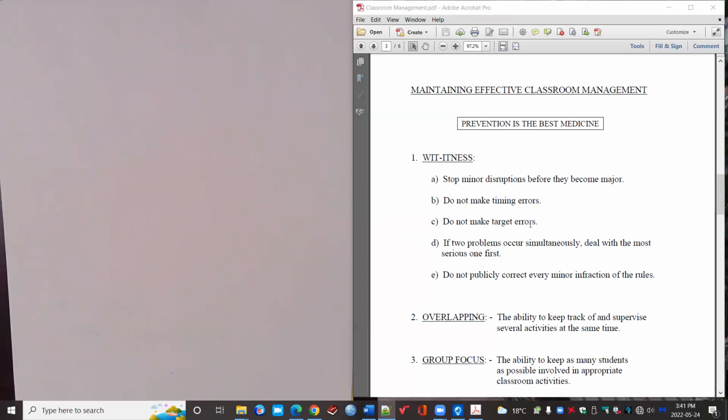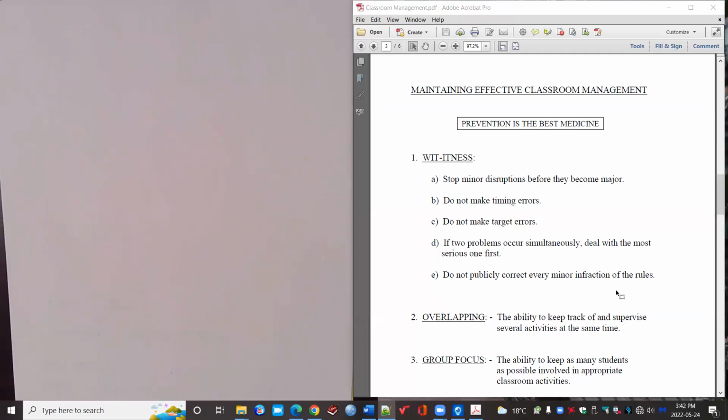Do not make target errors, blaming the wrong student. As you are writing on the board, something happens behind you. You have to find out the perpetrator. Now, because of multidimensionality and immediacy, if two problems occur simultaneously, you deal with the most serious one first. And you would have to do this very often.